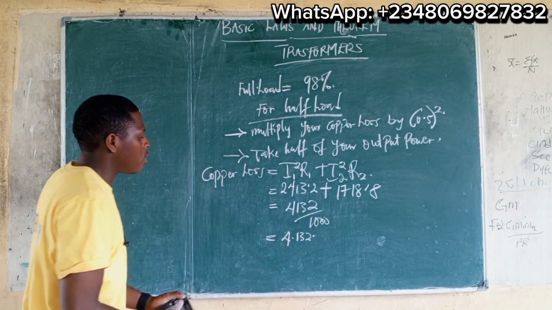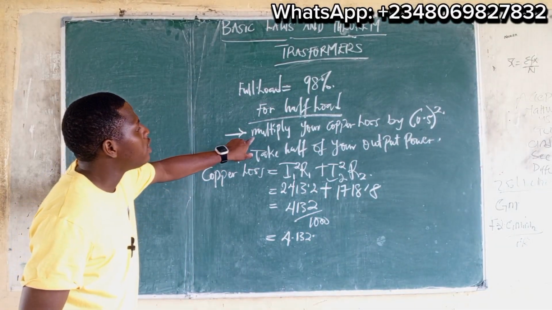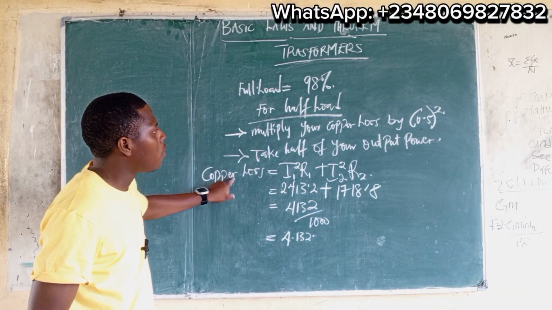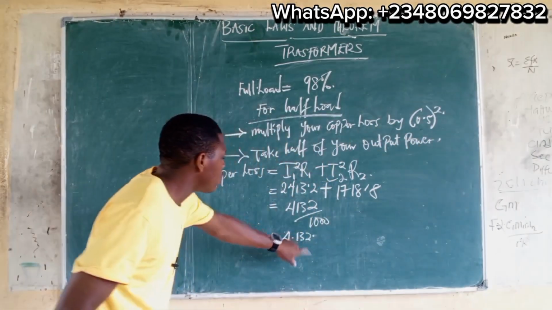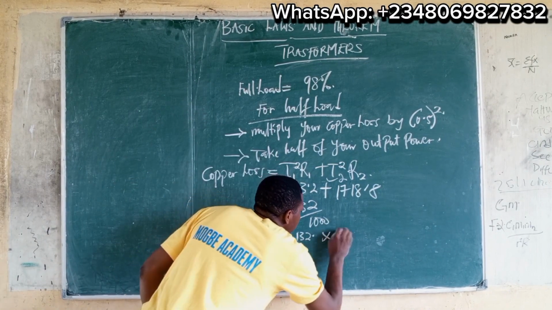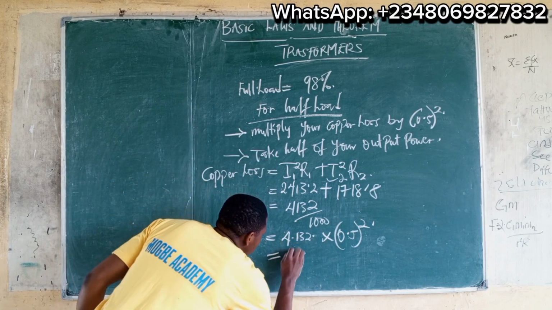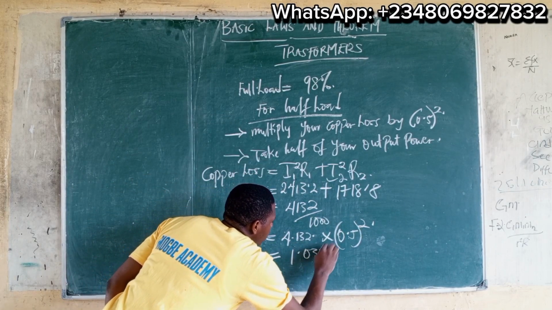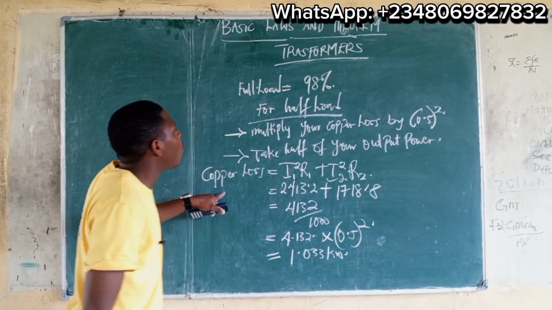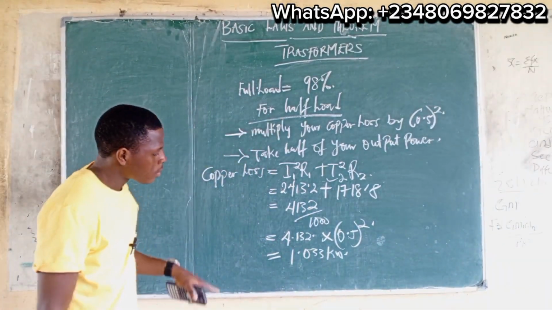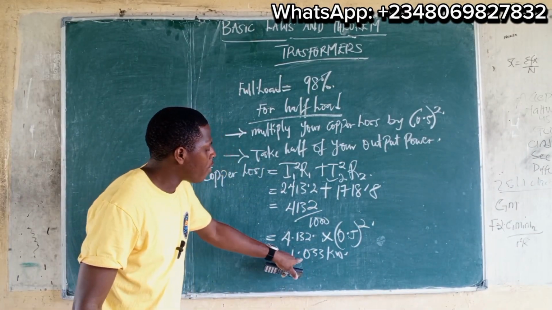4.132. Now this was what we arrived at for our copper loss. The condition they gave us was, for your copper loss, multiply by 0.5 all squared. So what we've gotten here, you simply multiply this by 0.5 all squared, and you arrive at 1.033 kilowatts. So this is your new copper loss for your half load.